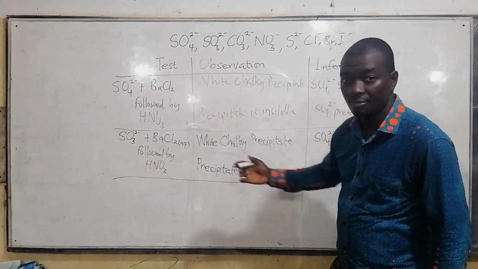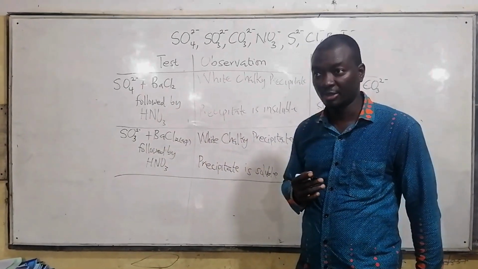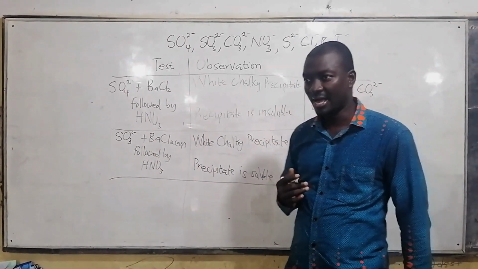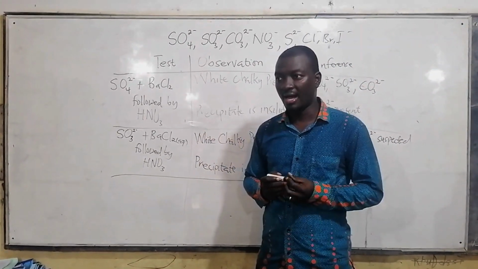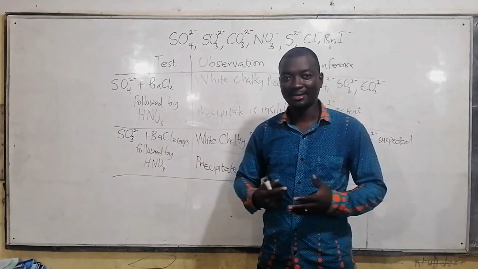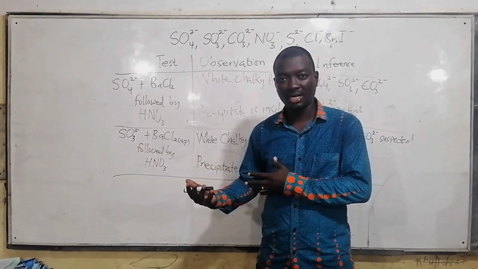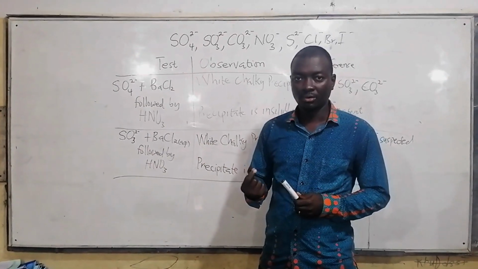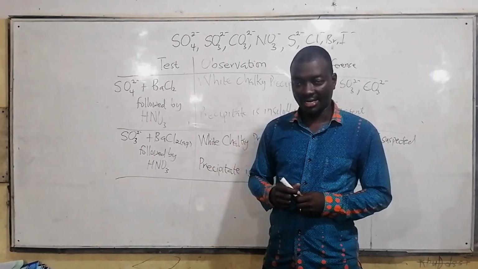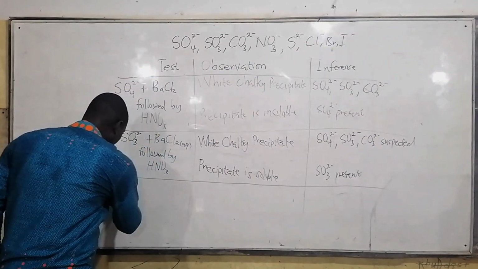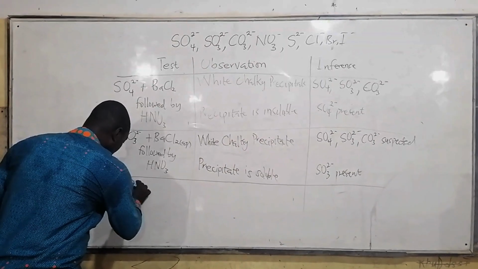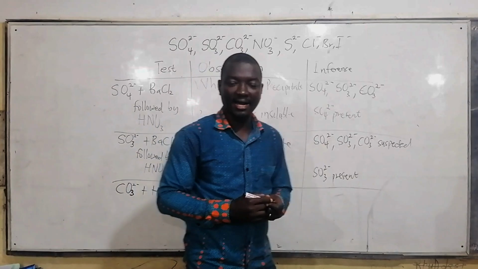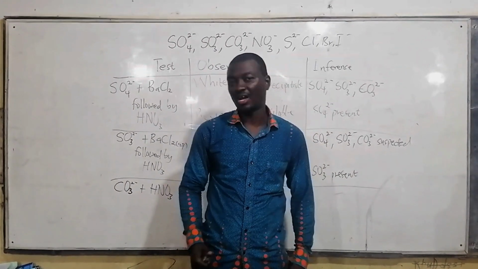Now, in this category, we move on to the CO3 2 minus as well. CO3 2 minus is a trioxocarbonate, and as it is in chemistry, when an acid is added to a trioxocarbonate, we produce carbon 4 oxide or carbon dioxide. So it helps us to identify the carbonate. So here, CO3 2 minus plus HNO3, there will be an effervescence reaction with the evolution of carbon dioxide.